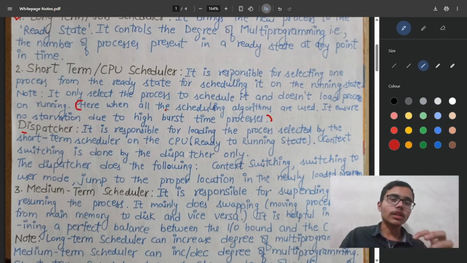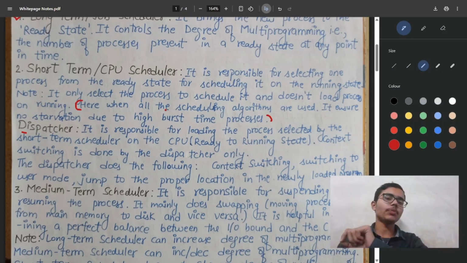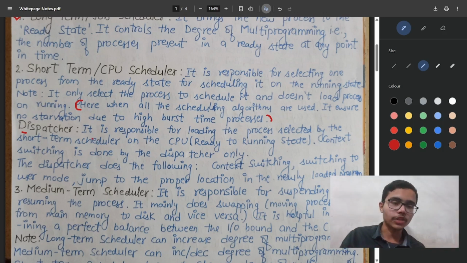The work of picking the job from the ready state and putting it in the running state is done by the dispatcher. So what is the dispatcher responsible for? It is responsible for loading the process selected by the short-term scheduler onto the CPU. Context switch is also done by the dispatcher only.